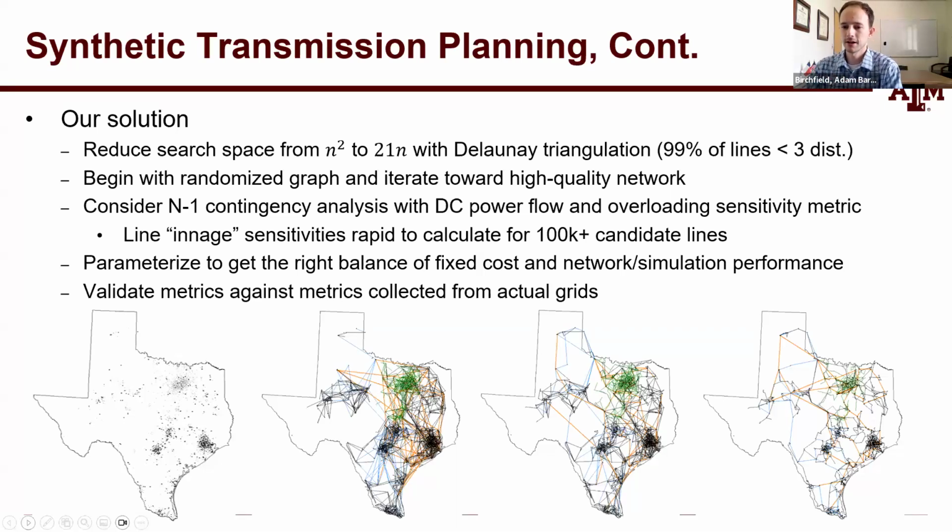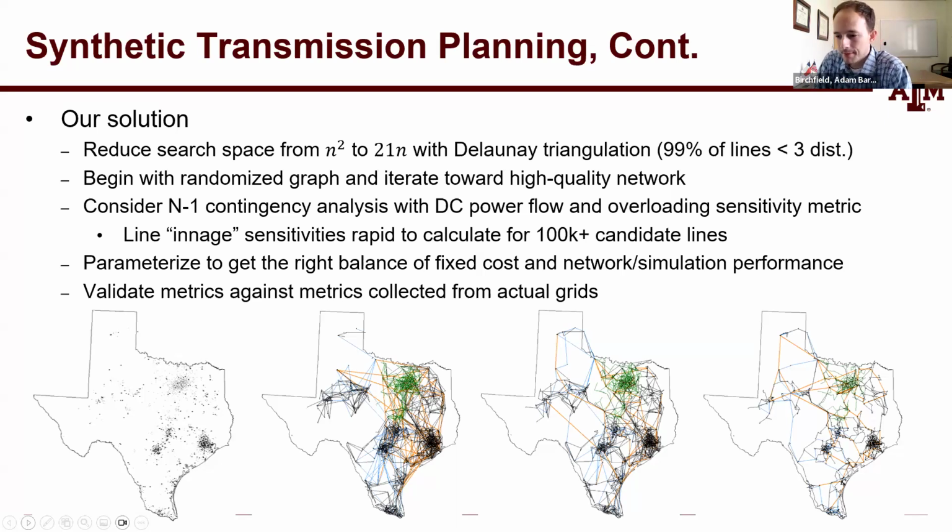And in order to consider the n-1 contingency analysis, we do use DC power flow, but we have this sensitivity metric that we applied. It's kind of similar to line outage sensitivities, and we formulated it in such a way that we can very rapidly calculate it for over 100,000 candidate lines in this case. And there are some papers that show the details of how that sensitivity metric works.